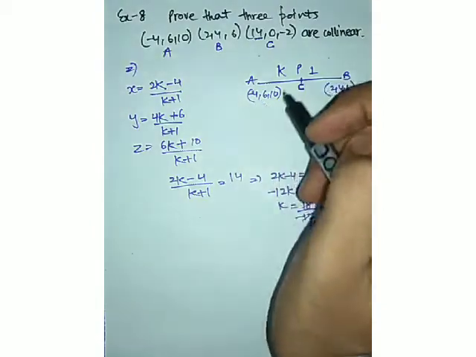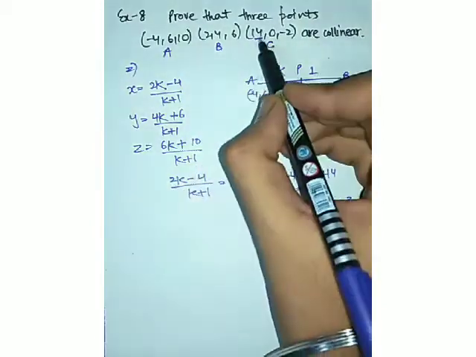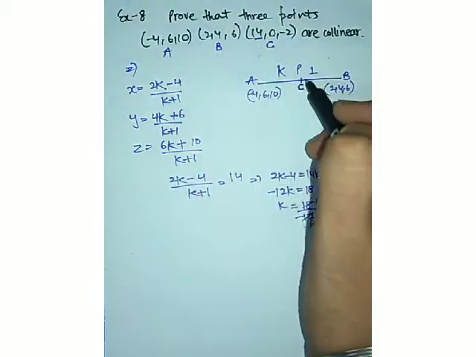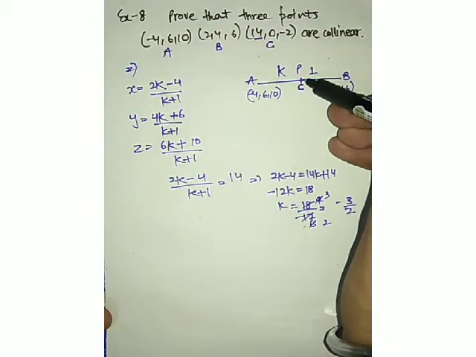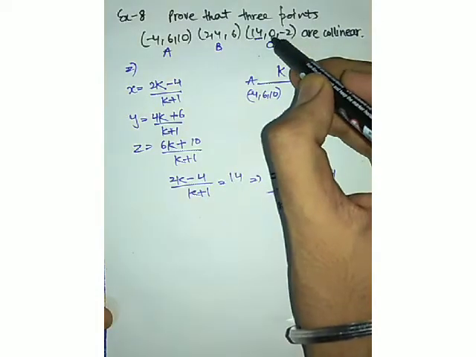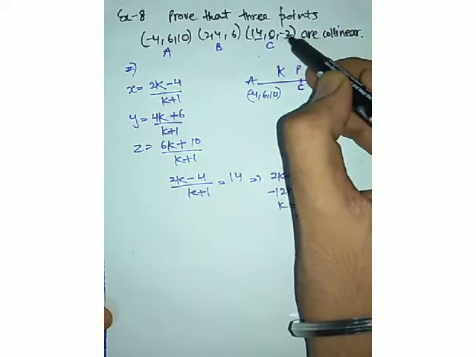Now what we are going to do, we have equated the coordinate of point P and C. Now we have to prove that the remaining coordinates of P are equal to C. It means 0 and minus 2.